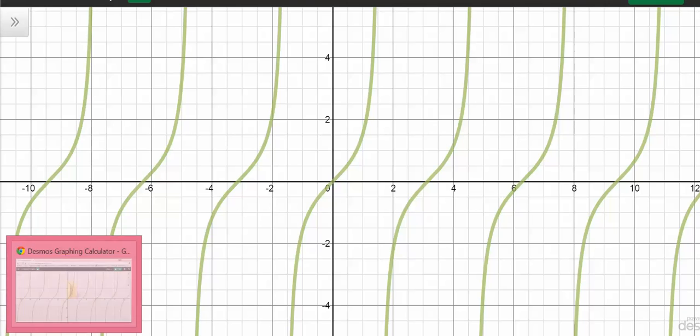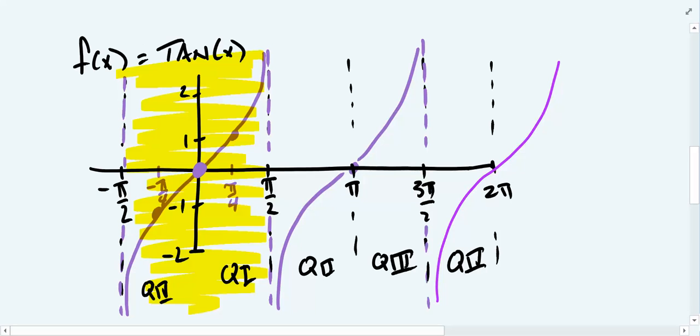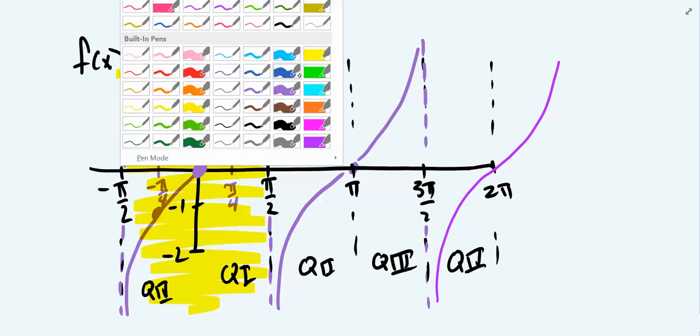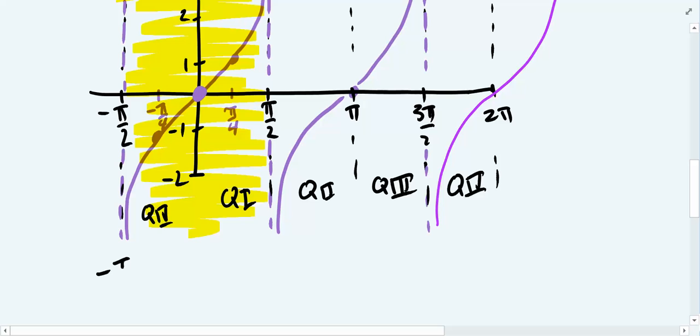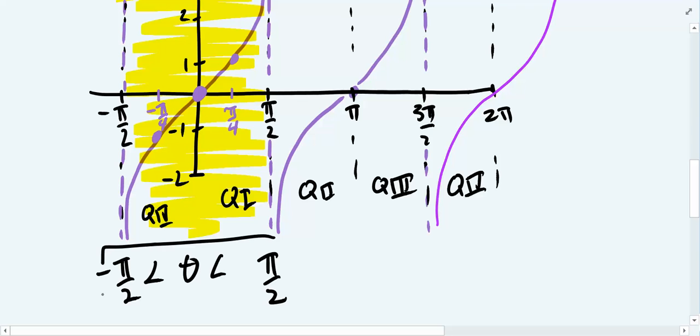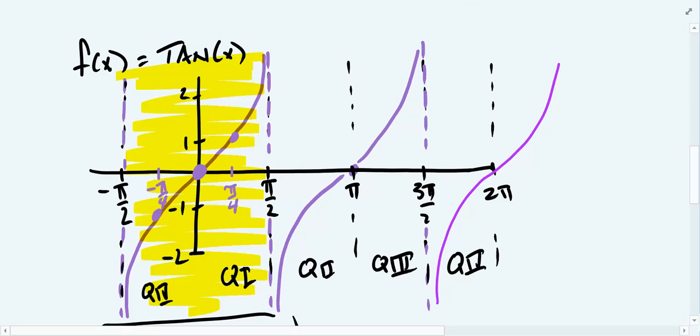There's our tangent function. It is a function because it's defined everywhere where we exclude those asymptotes. Okay? So if I restrict the domain to make it a one-to-one function, if I restrict the domain from negative pi over 2 to positive pi over 2, strictly less than theta, strictly less than pi over 2. If I just look at this interval, if I just look at my highlighted yellow picture, is that now a one-to-one function? Yes, it is, okay?